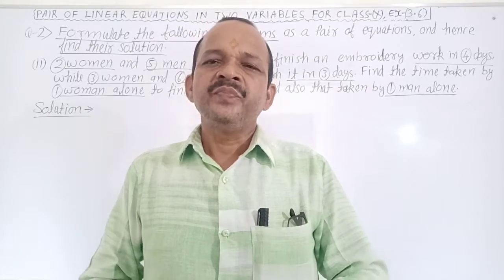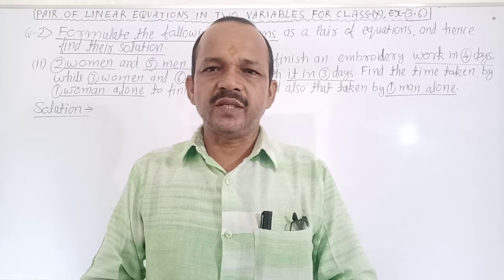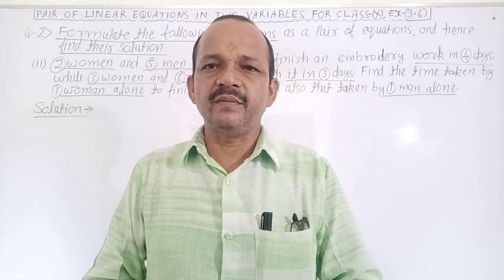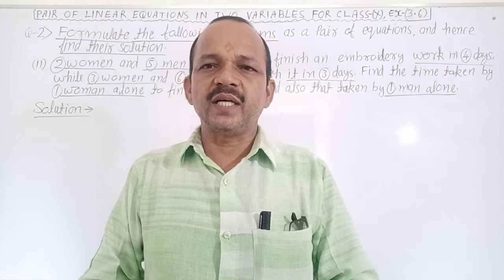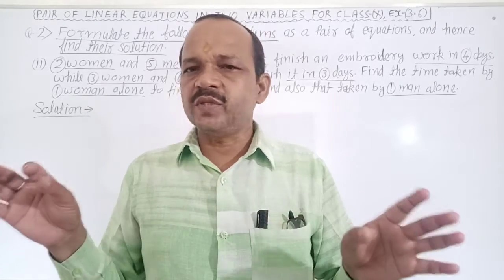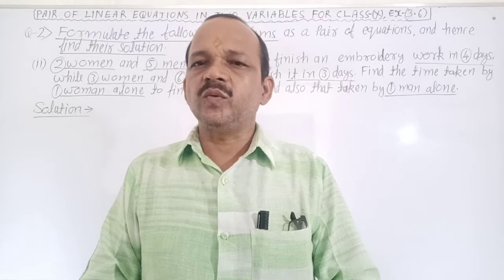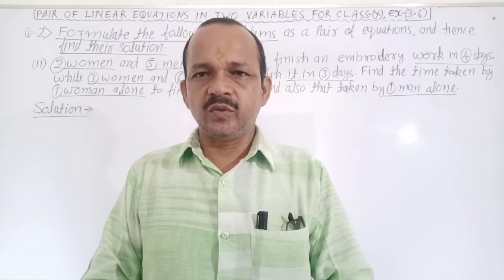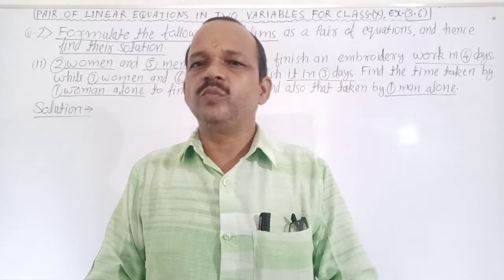Very good. Firstly, I want to describe the form of a pair of linear equations in two variables, because you can ask me what the form is. It is new for you, so you can ask easily. It is a1x plus b1y plus c1 equal to 0 and a2x plus b2y plus c2 equal to 0. It is the form of a pair of linear equations in two variables.